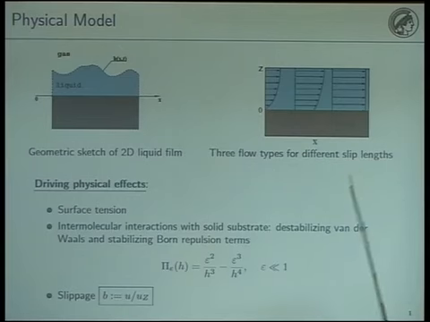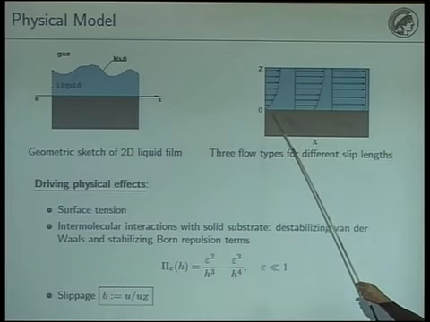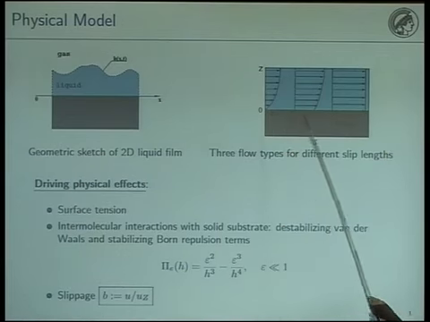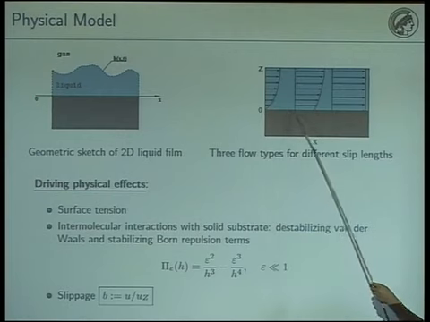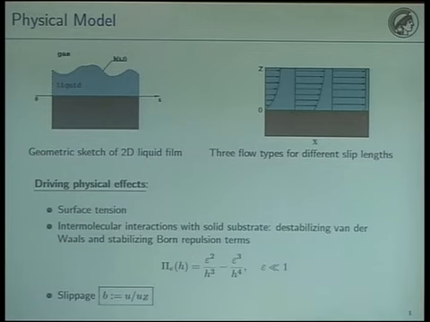And the last but not least effect which we consider in our work is slippage. Although it looks like a local boundary condition on the solid substrate, you see it determines globally, at the end, the structure of the velocity in the bulk of the fluid. And we vary slippage from zero, the well-known no-slip model, to, say, infinity, which corresponds to Poiseuille-type plug flow, or suspended free films, which I will present later.